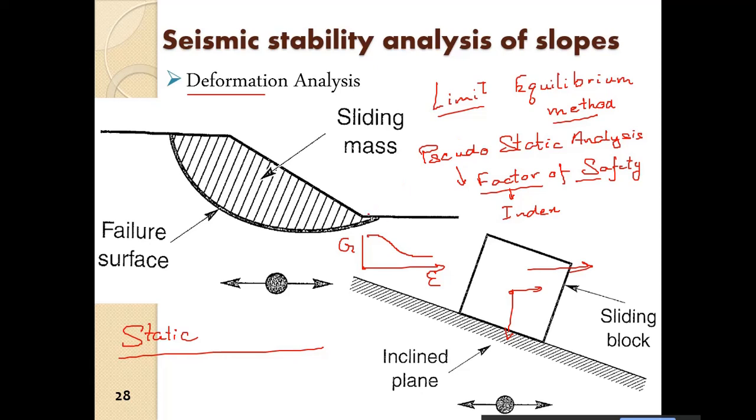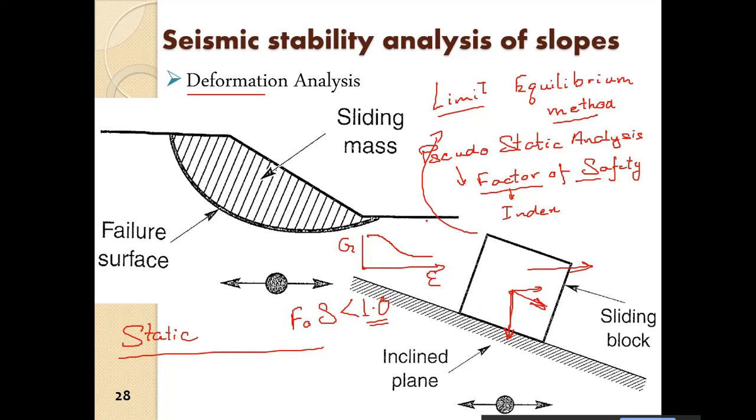Now, Newmark's method is also based on the inertial forces. We equate the inertial forces, and we find out the minimum threshold that will be required to cause displacement in the sliding block. If we compare this to the limit equilibrium method, it is basically the factor of safety becoming less than 1. When the factor of safety becomes less than 1, the block will move, the block will slide.